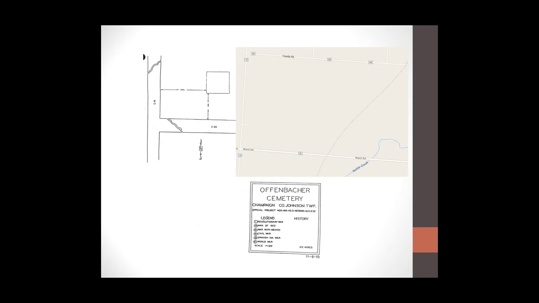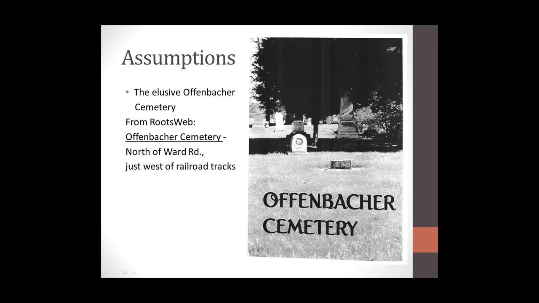So sometimes we make assumptions based on the photo in a book. And when we look at the photo in a book, like this photo here, we think, wow, this is really beautiful. So I go back to the library, and I ask the librarian. I said, you know what? I went looking for the cemetery. I found a small clump of trees. It's in the right place, north of Ward Road, west of the railroad tracks.